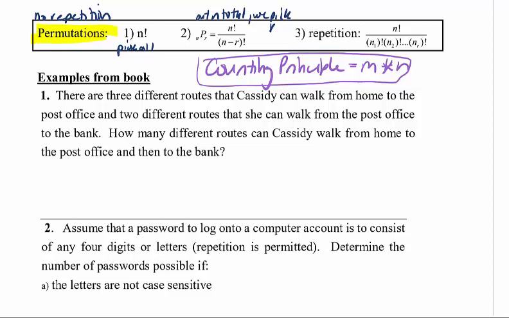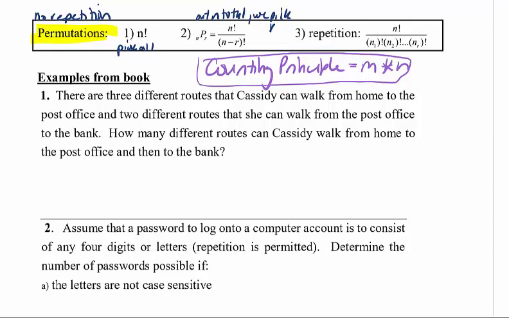Permutations means no repetition. You have one where you pick everything. The second one is where you only pick part. The third one is if you have repetition in the items that you're picking from. The counting principle works if there is repetition allowed. It works if there are different experiments going on or specific locations.